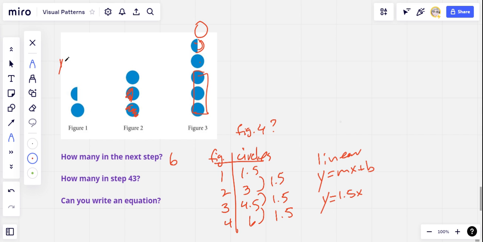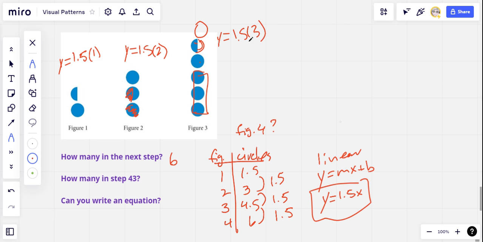Let's check. I'm going to put y equals 1.5, and then for x, I'm going to put in 1 for figure 1. 1.5 times 1 is 1.5, and we've got 1.5 circles here. So that worked. So I think this is our equation as is. Let's try it with figure 2, y equals 1.5 times 2. Yeah, that's 3. Y equals 1.5 times step 3. Yes, that's 4.5. So this is working out with all of our steps. Okay, we've got an equation, y equals 1.5x.